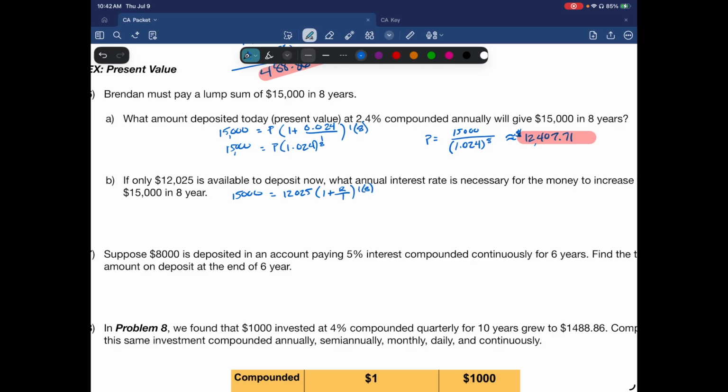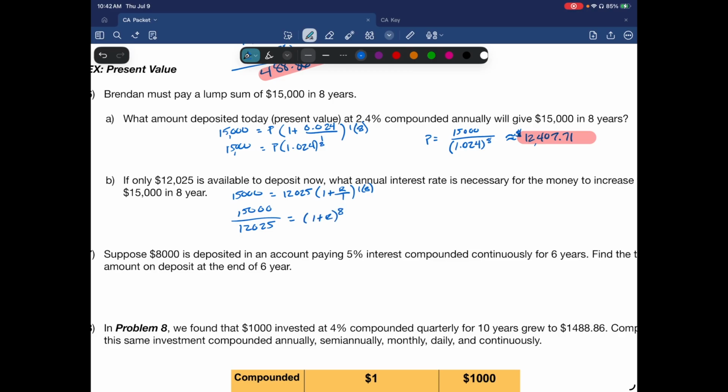First thing we can do is divide by the 12,025, and so that's going to give us 15,000. We're just going to write it as a fraction. We're not going to do anything with it. We're not going to simplify or anything like that at the moment. Your calculator is going to do all the heavy lifting. So this is going to be 1 plus R to the 8th.